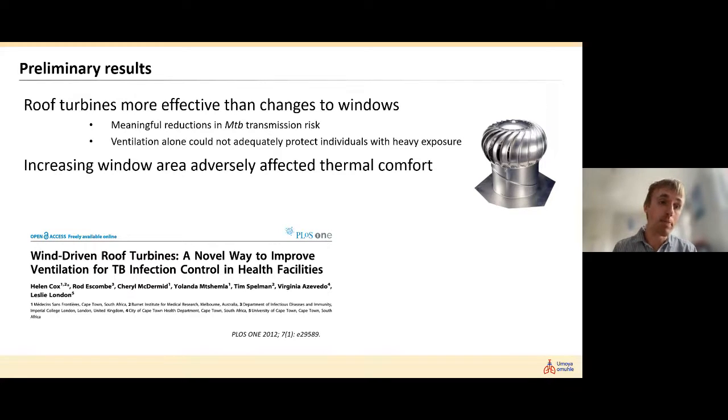Our findings with respect to roof turbines are supported by empirical data published now more than 10 years ago by Helen Cox and Rod Escombe. In this study, they measured the effect of whirlybird roof turbines on ventilation in a number of clinic spaces in Khayelitsha.